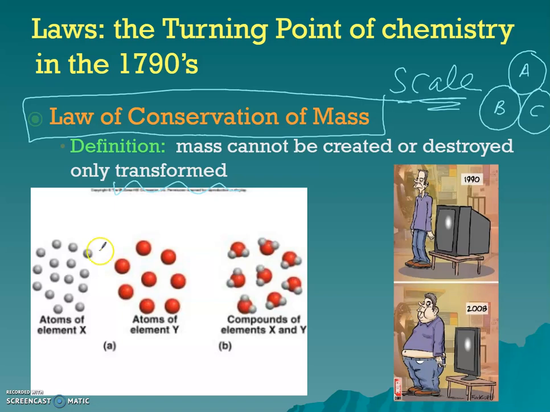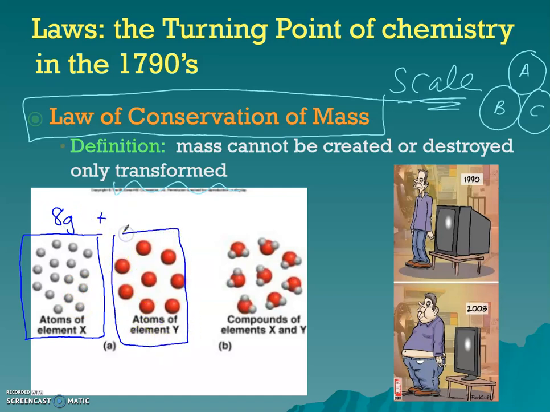Okay, so according to the law of conservation of mass and matter, if you take atoms of element X, let's say that these weigh 8 grams, and you react them with atoms of element Y, and let's say that they weigh 4 grams, the resulting compound cannot be created or destroyed. So what does that equal? 8 plus 4? Yeah, it's going to equal 12 grams. And it's amazing that something as simple as that really led to the birth of chemistry.